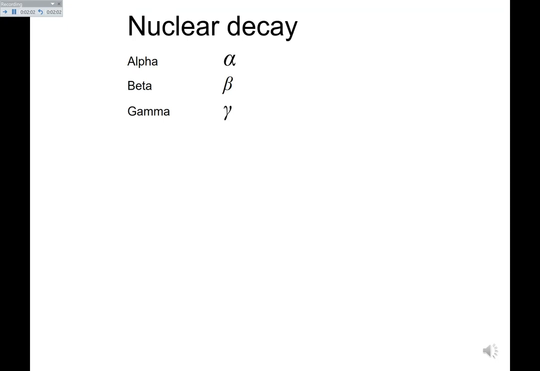So, whilst an electron is any old electron, a beta particle is an electron that's been ejected from the nucleus of an atom. Electrons have a single negative charge, so do beta particles. They are therefore deflected by a magnetic field. The deflection is in the opposite direction.